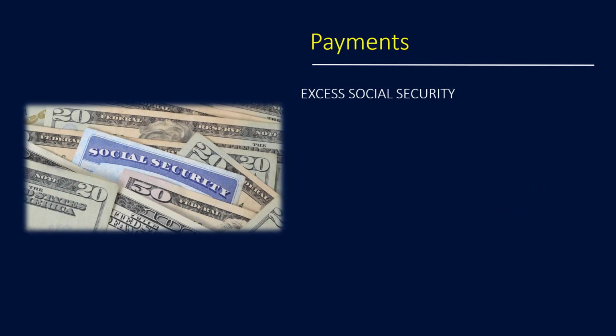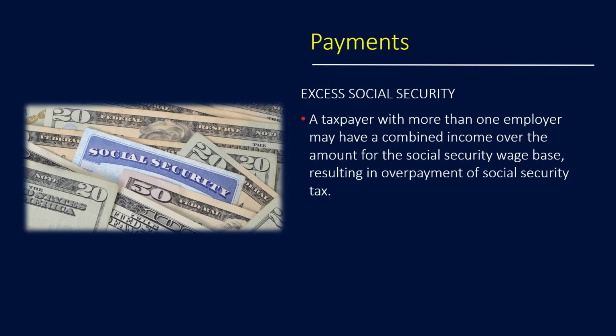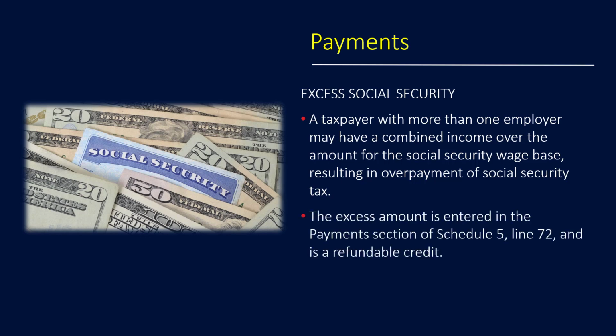In regard to excess Social Security, a taxpayer with more than one employer may have a combined income over the amount for the Social Security wage base, resulting in overpayment of Social Security tax. And again, typically you'll see this in a taxpayer who has more than one employer. The excess amount is entered in the Payments section of Schedule 5, line 72, and is a refundable credit.